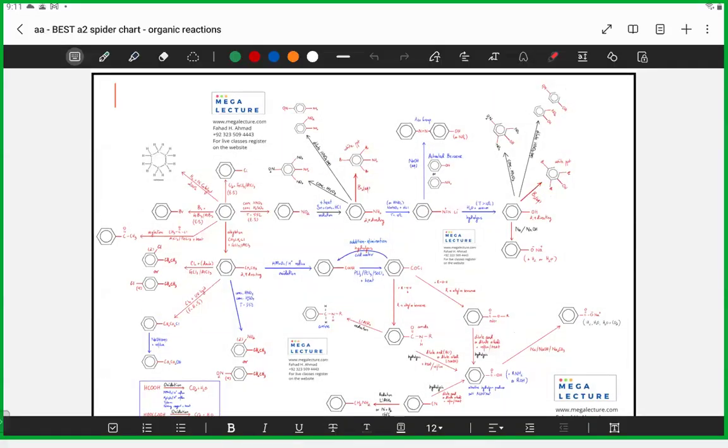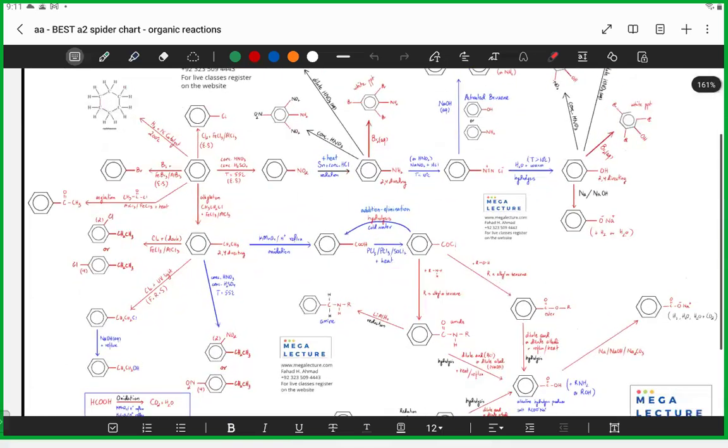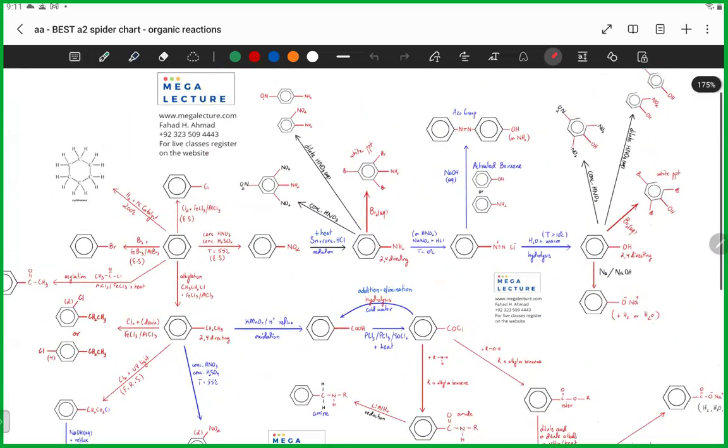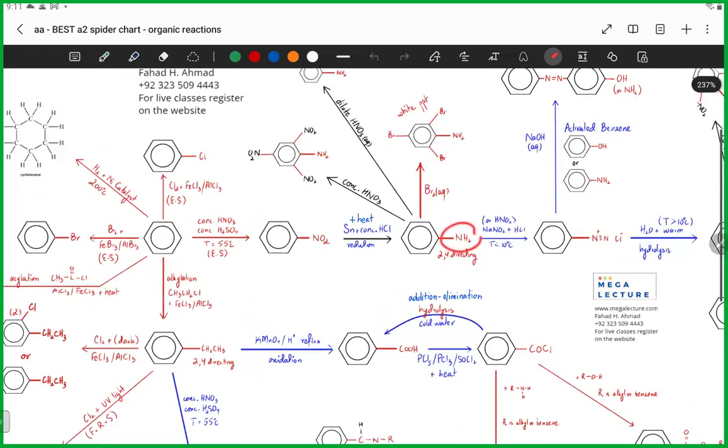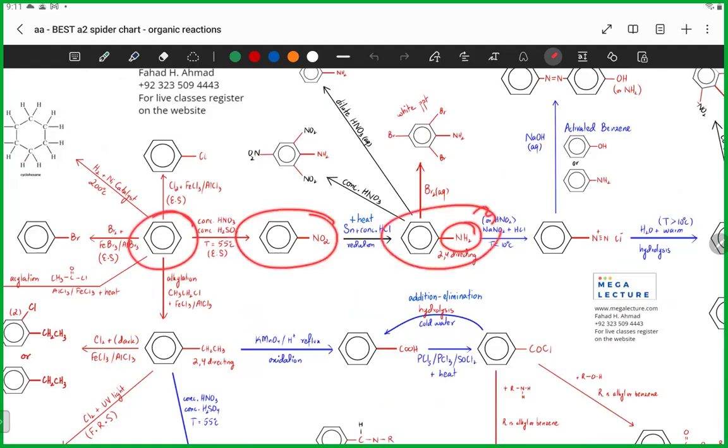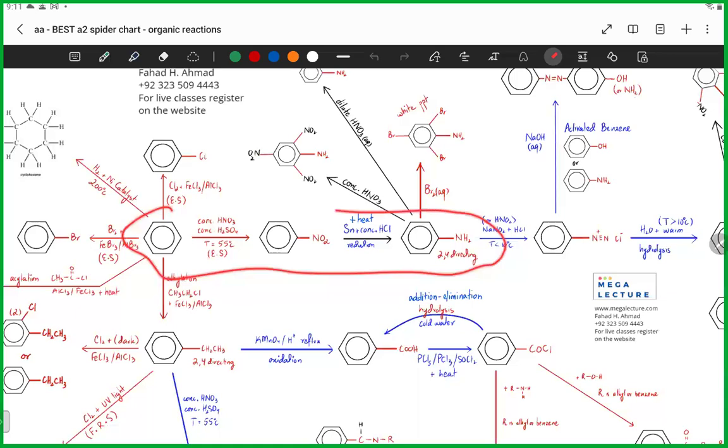So I've got a benzene. So my starting point is this thing. It's a benzene. So I have to attach an amine to it. So I have to make it into a nitrobenzene, and then I have to reduce it to turn it into an amine. So it's basically this part over here.